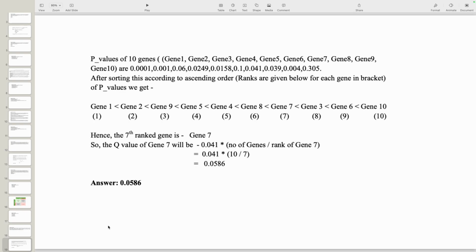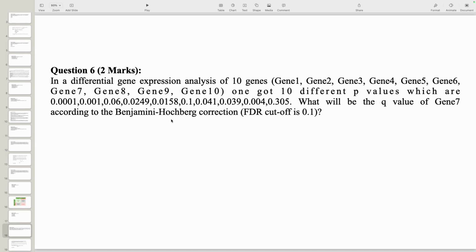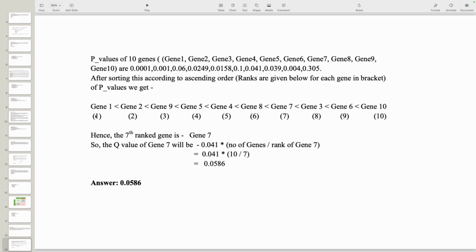In this question, what is asked? What will be the Q value for gene 7 according to Benjamini-Hochberg? Here at the seventh rank we have gene 7 only. To compute the Q value for gene 7, we take the p value, which is 0.014, times the number of genes divided by the rank of the gene. The total number of genes is 10, divided by the rank of the gene, which is 7. So we get the value 0.058 for this question.